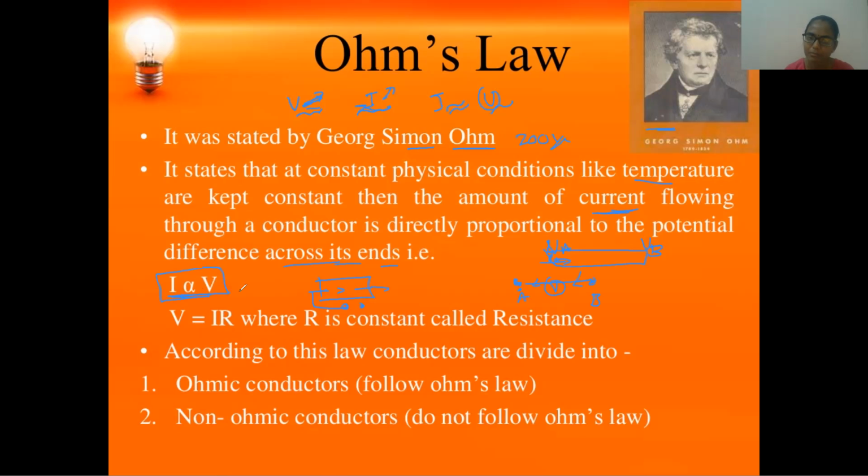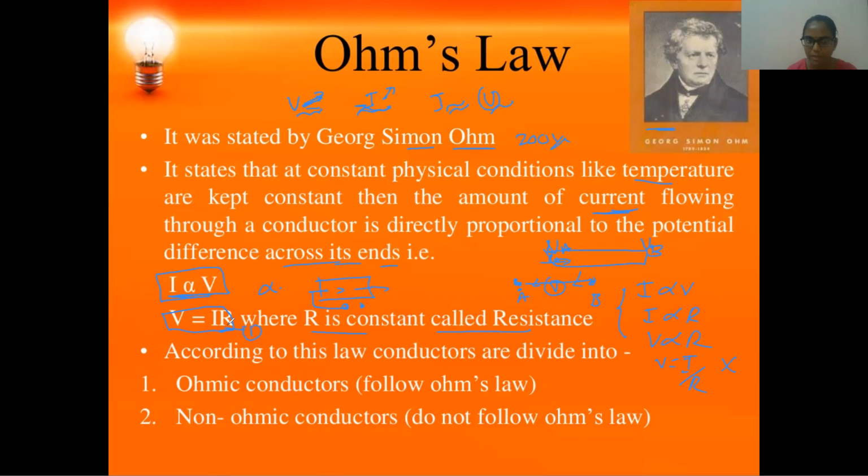In physics, we just remove the proportionality symbol and put a constant quantity called R. That is, R is a constant called resistance. Many times in MCQs they'll ask: I is proportional to V, I is proportional to R, V is proportional to R, among these which is correct? V equals I by R. Among these, which statement is true? Definitely, this one is not true. By looking at equation 1, you can tell that.